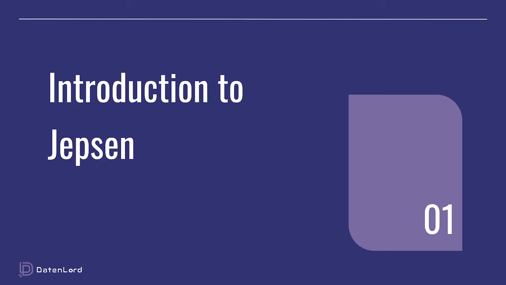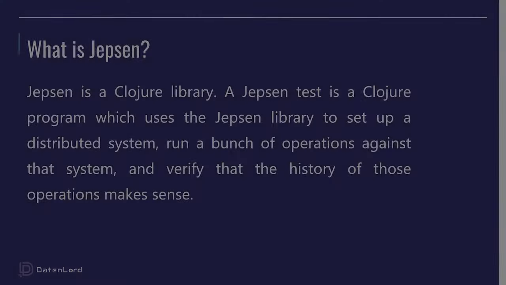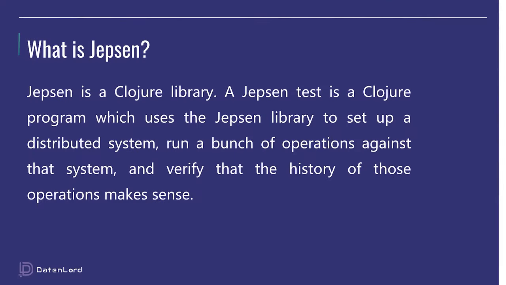Now, let's familiarize ourselves with the Jepsen framework. As many of you may know, Jepsen is a powerful library used in chaos engineering. A Jepsen test is a Clojure program which uses the Jepsen library to set up a distributed system, run a bunch of operations against that system, and verify that the history of those operations makes sense. Jepsen consists of several components, including a database for testing, a generator to generate operations, a model to check for correctness, and nemesis components for failure injection.